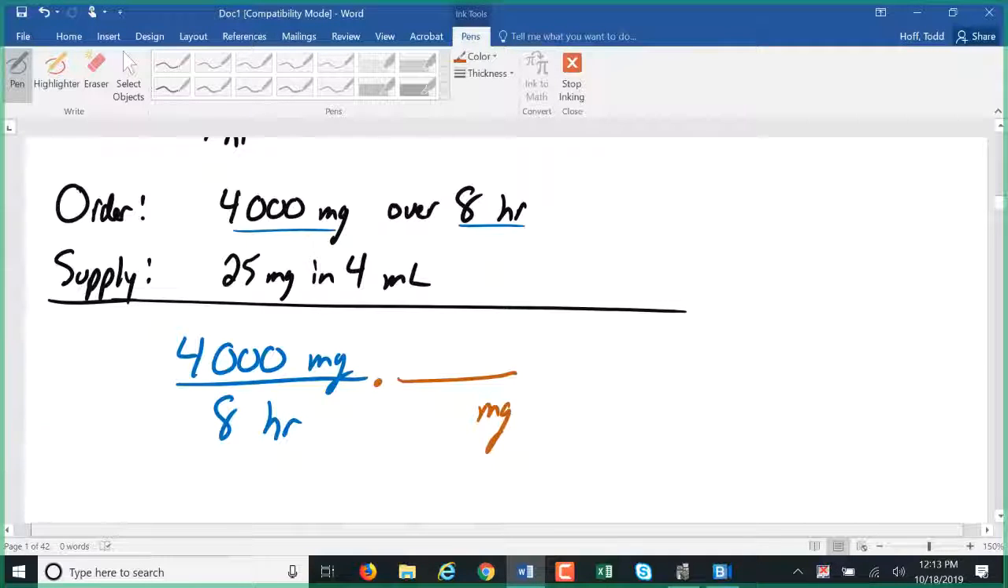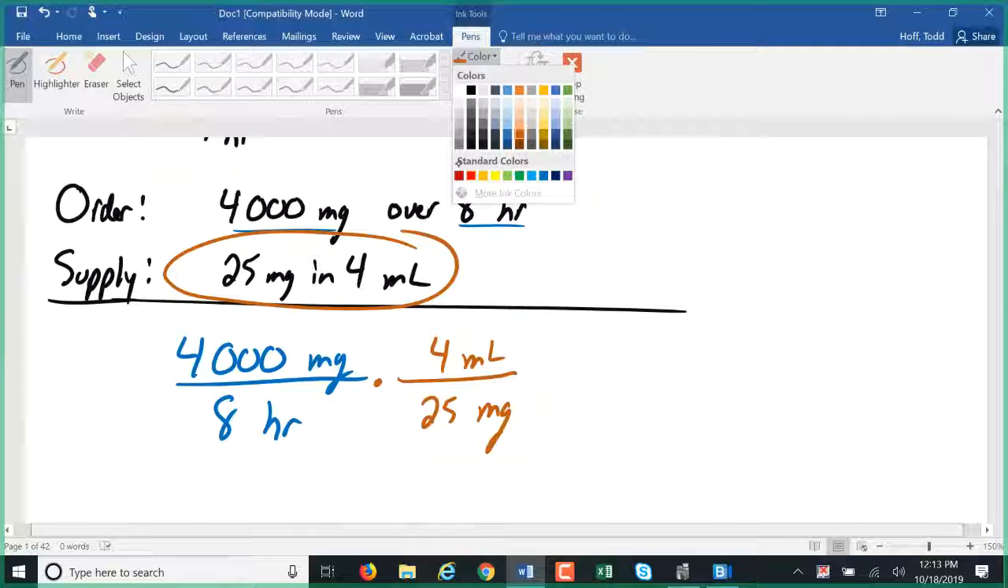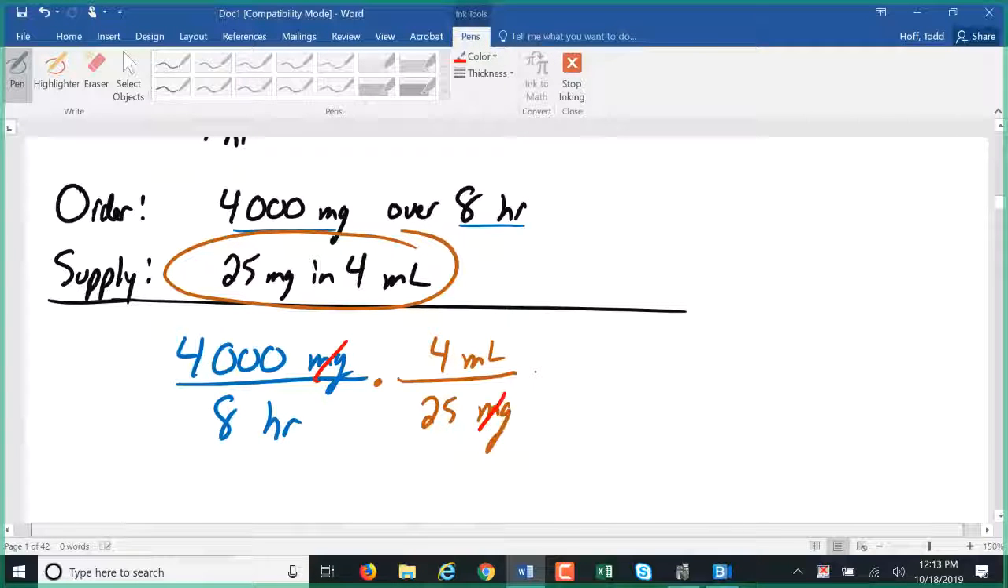So milligrams are on top. We need to put them on bottom so they'll cancel. And our supply here gives us that equivalency. 25 milligrams is equivalent to 4 milliliters. 25 milligrams and 4 milliliters. Milligrams cancel out.